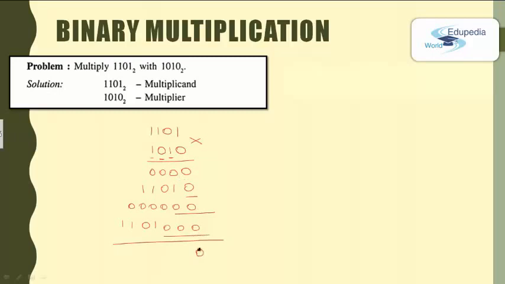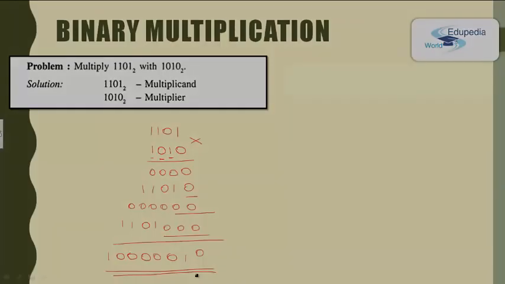Now we have to sum up all these numbers. Here it is 0, here it is 1, here it is all 0, and here 1 plus 1 is 0, and we have to carry the 1 forward. And that one and this one, it is 0, and we carry the 1 to the next. And that one and this one, it is 0 again, and carry the other one to the left. And that one and this one, it is again 0, and we carry the 1 to the left. So the answer is something like this.